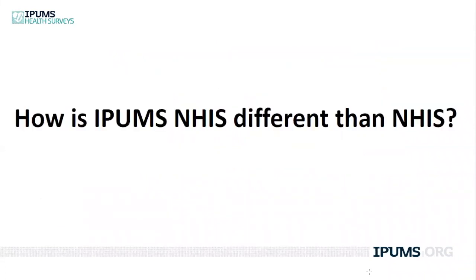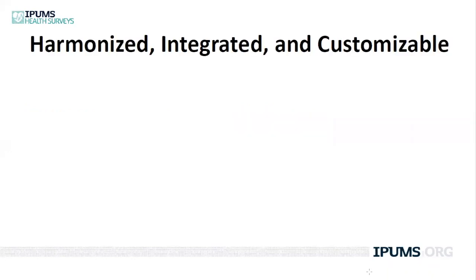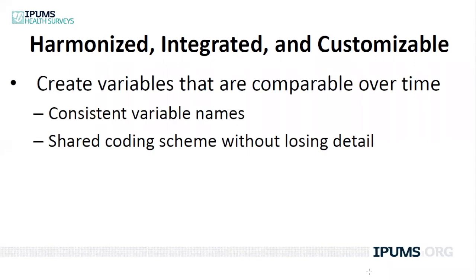What does IPUMS NHIS offer that is different than the public use NHIS data and documentation available directly from the National Center for Health Statistics? IPUMS provides a version of the NHIS data that is harmonized, integrated, and customizable. The National Center for Health Statistics has been collecting the NHIS for more than 60 years. Understandably, there's been quite a bit of change over time in which questions are asked, how questions are asked, what variables are included in the data, and the response codes for each variable.